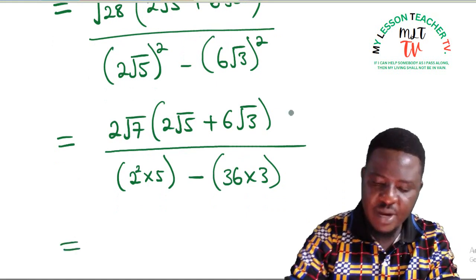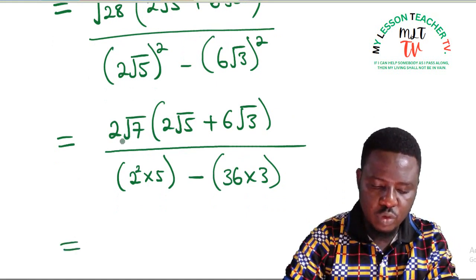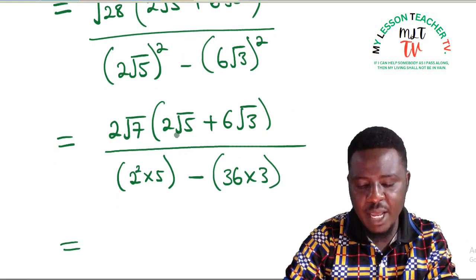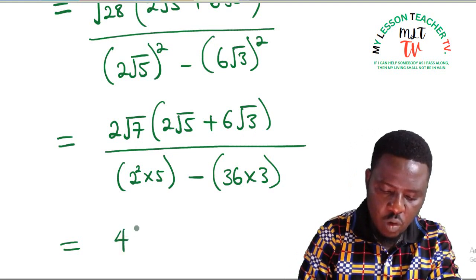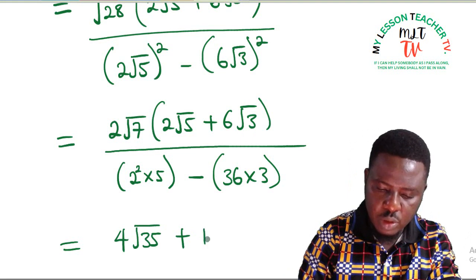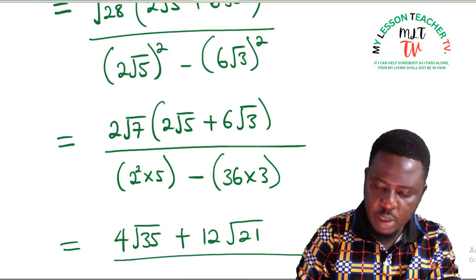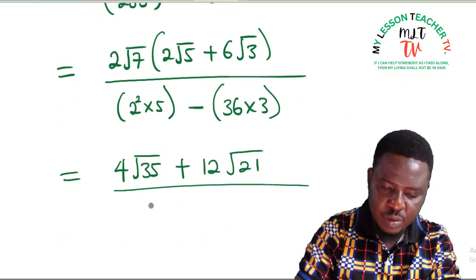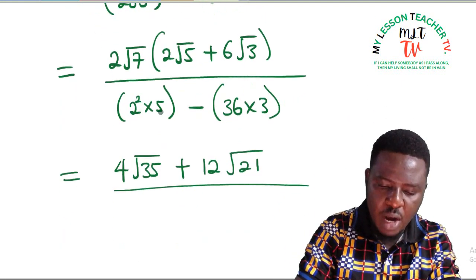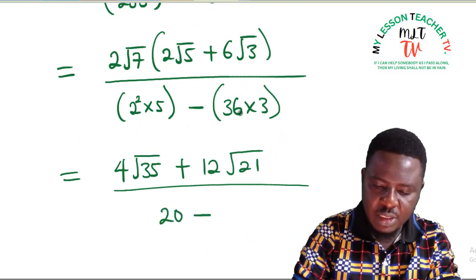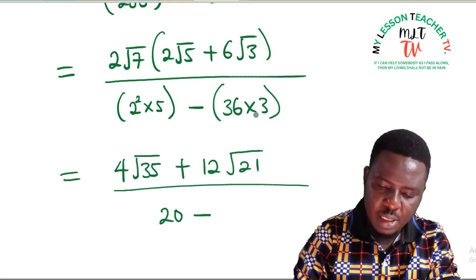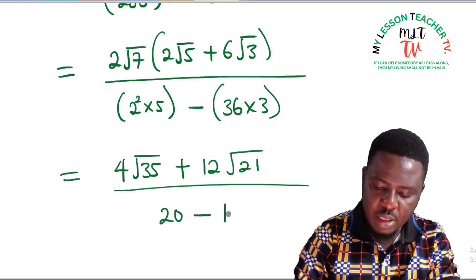So when you simplify the numerator, I'm going to use 2 root 7 to multiply every other term in the bracket, and this gives me 4 root 35 plus 12 root 21, all divided by 2 squared is 4, and 4 times 5 is 20, minus 36 times 3, that will give me 108.